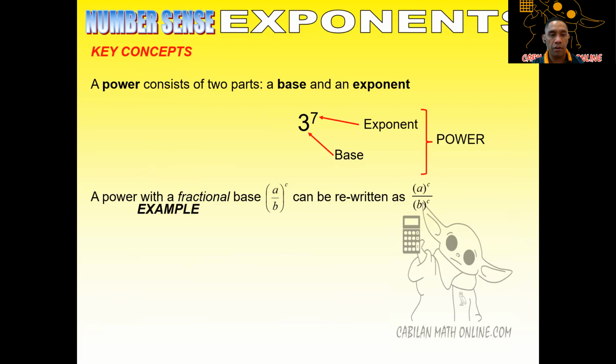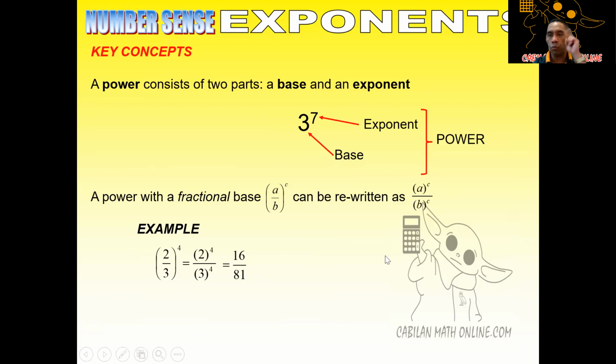Okay, so for example, if I had 2 over 3 in brackets raised to the exponent 4, what is really happening here is that the 2 will be raised to the exponent 4, and the 3 will be raised to the exponent 4. Okay, and you treat those separately. And that will give us an answer there of 16 over 81. Now, again, in class, I'll show you in your calculator how you can do it from the first step over here and how you can get to the final step all in one step there.